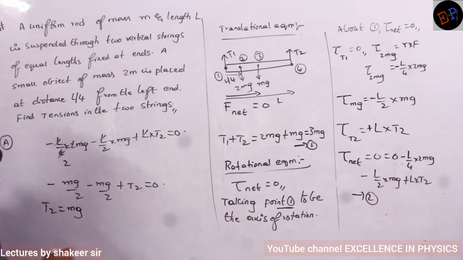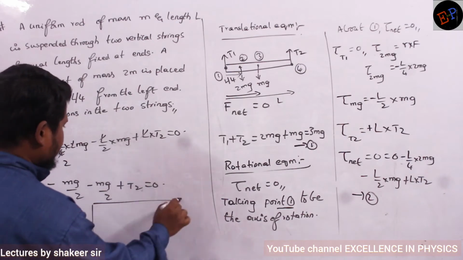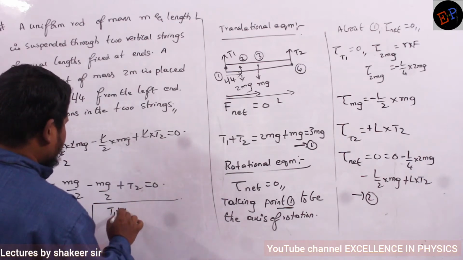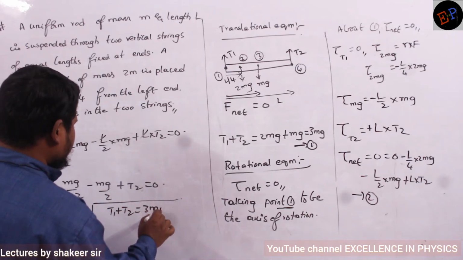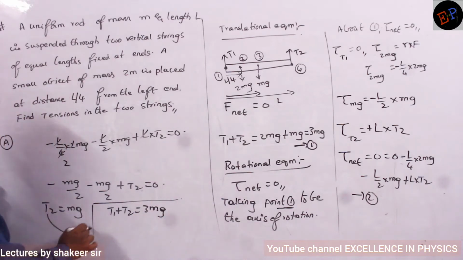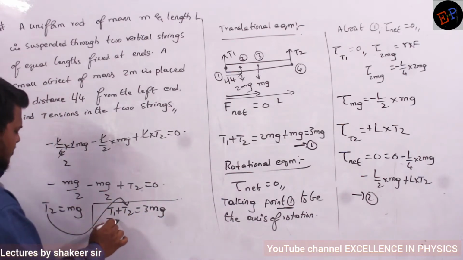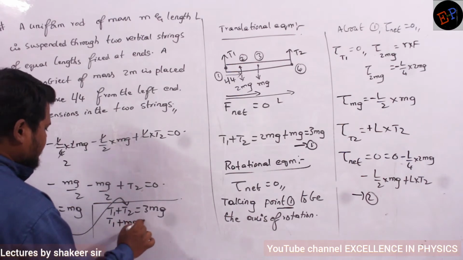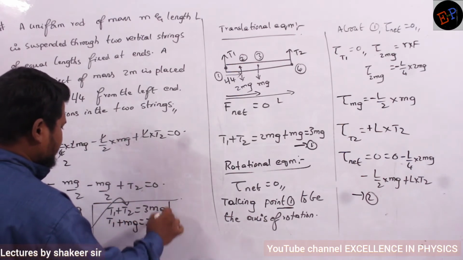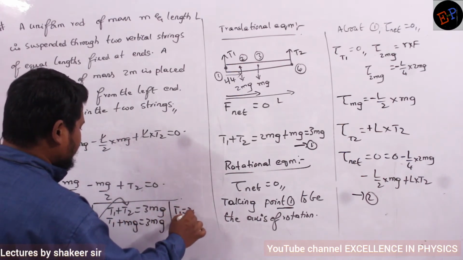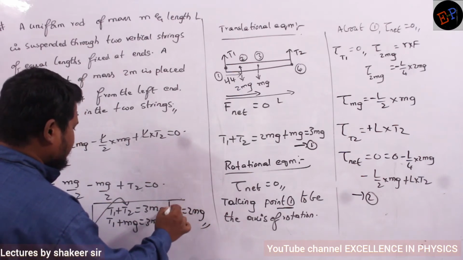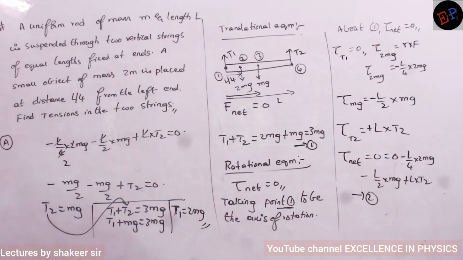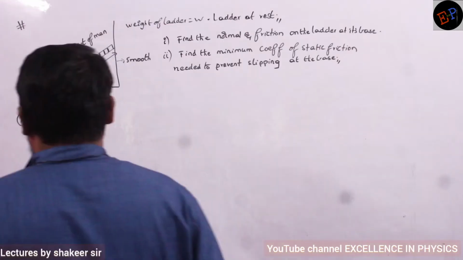Okay? Now here I have this equation, from first equation, T1 plus T2 is equal to 3 mg. So take this T2 and substitute here. So T1 plus mg is equal to 3 mg. Therefore, T1 value is 2 mg. That is my answer. Clear now? That is how we can do the calculation.